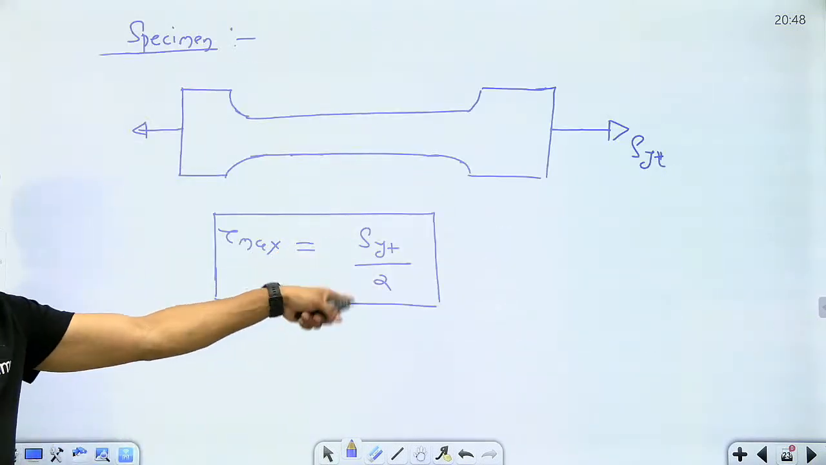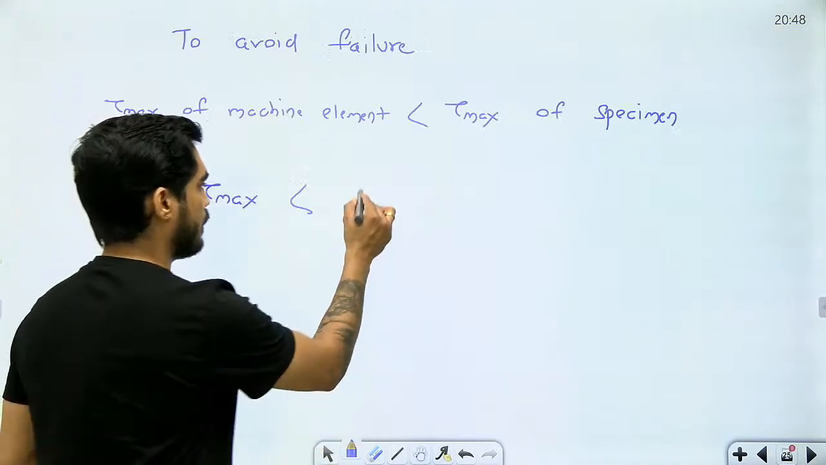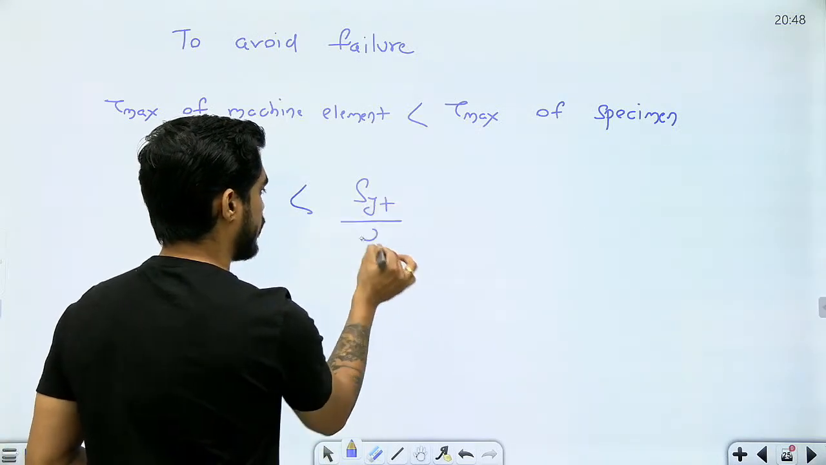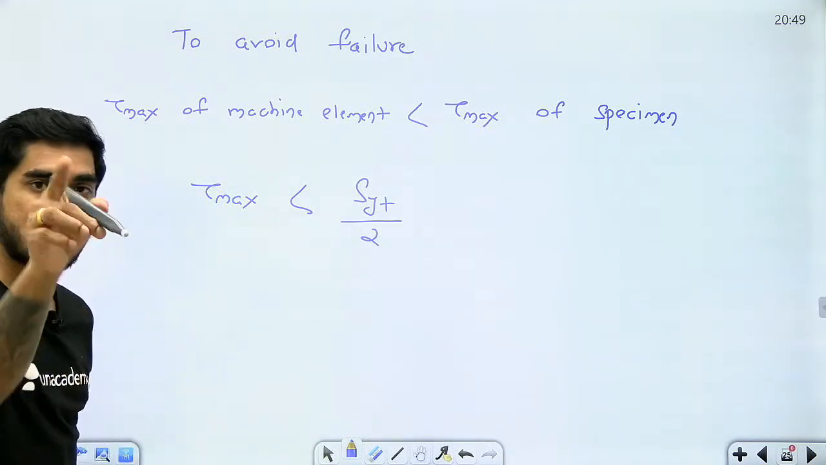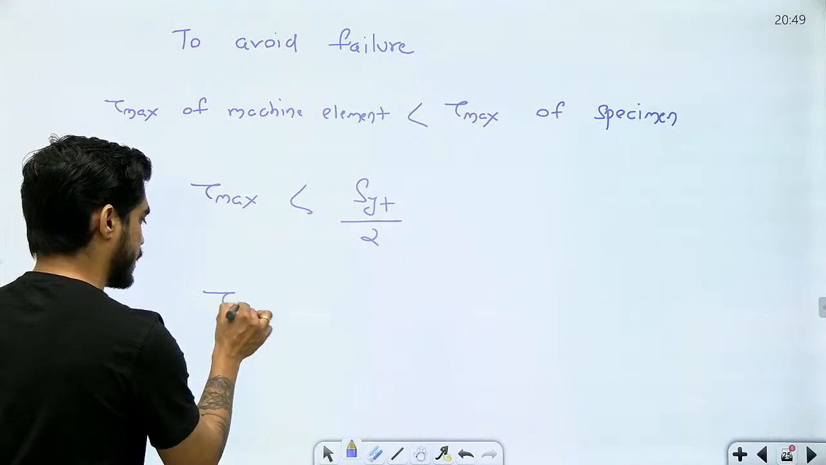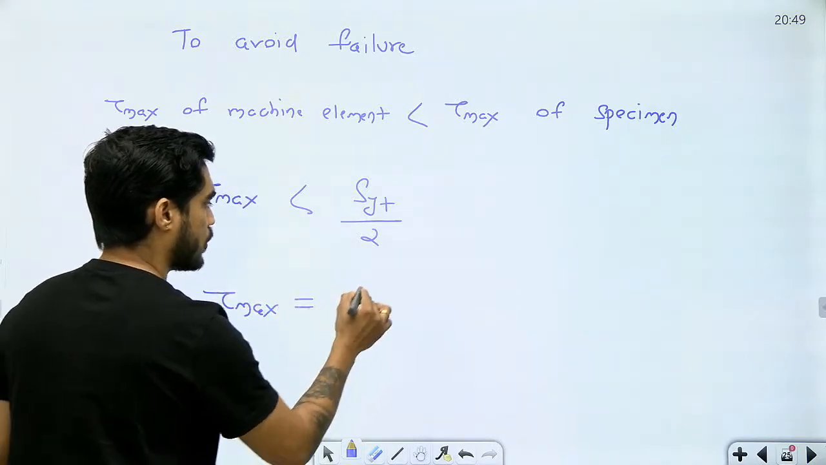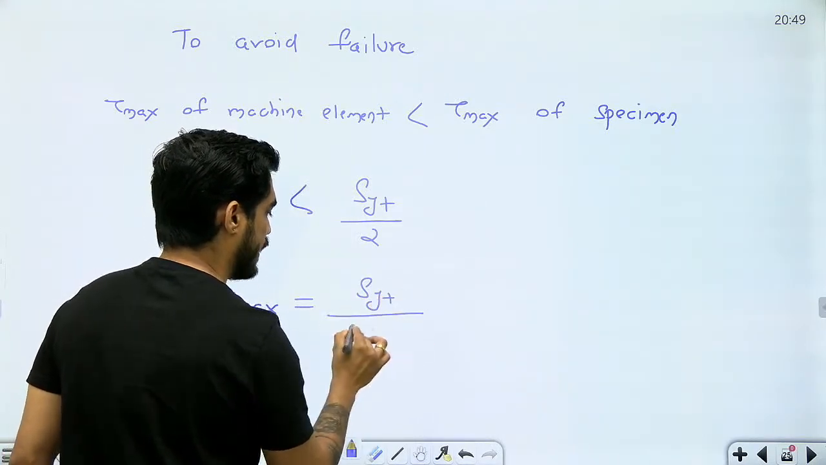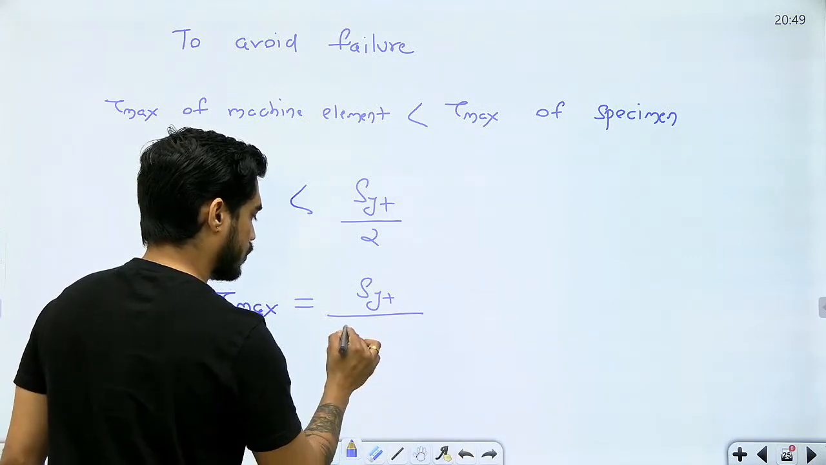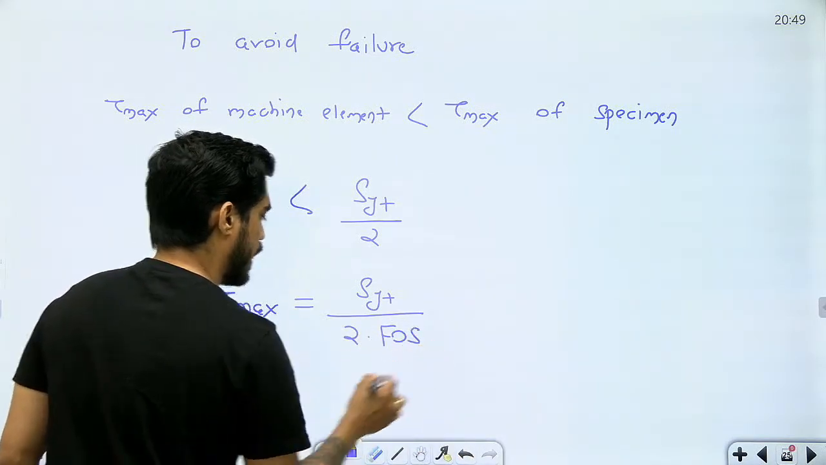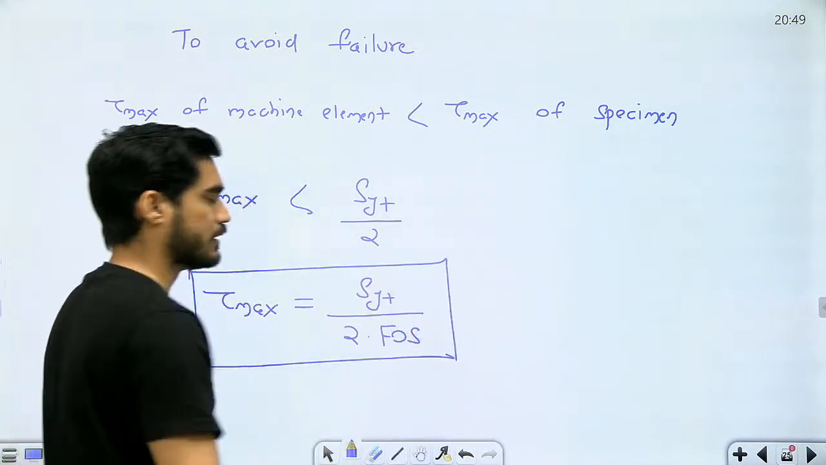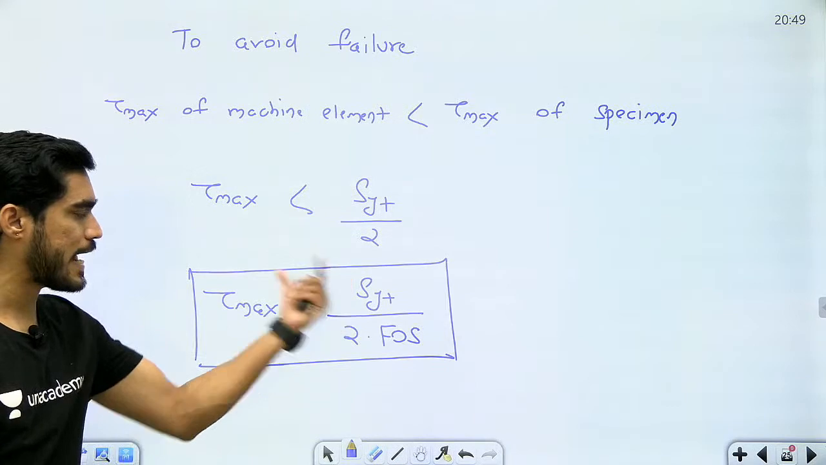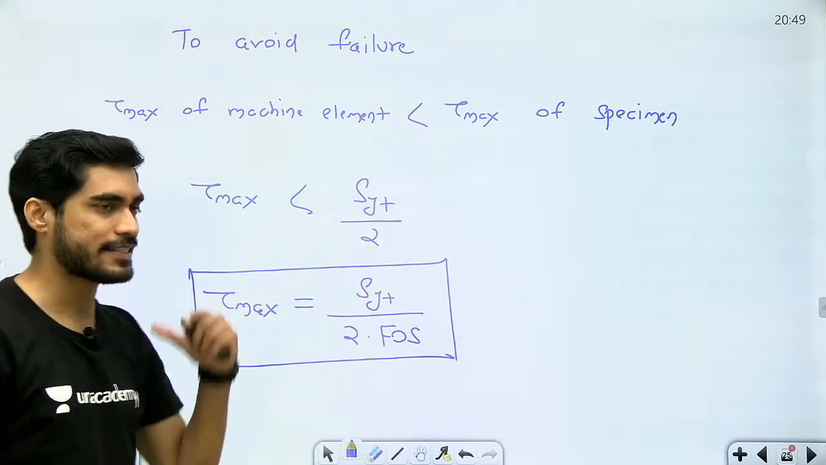Specimen का tau max कितना है? SYT by 2. So it should be less than SYT by 2. But how much less? वो कौन बताएगा? Who will tell me how much less? Factor of safety will tell me how much less. So beta, tau max should be equal to SYT by 2 FOS, right? This will be the relation between tau max and SYT, stress and strength.